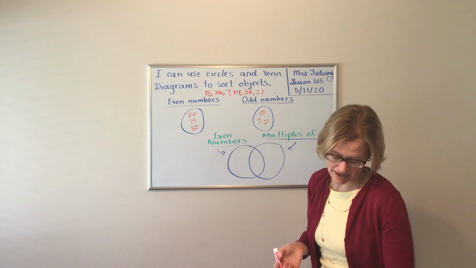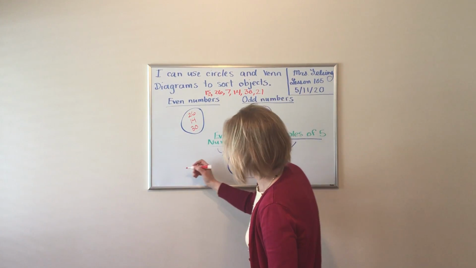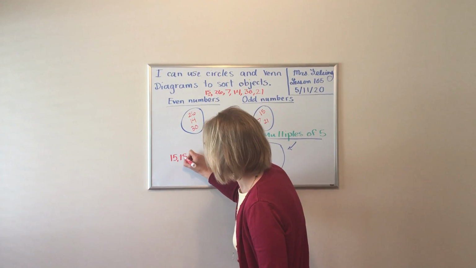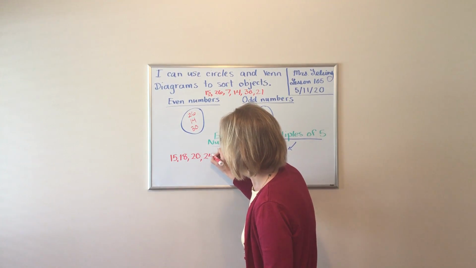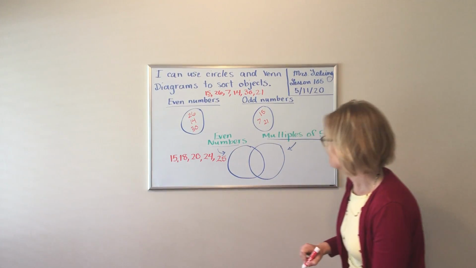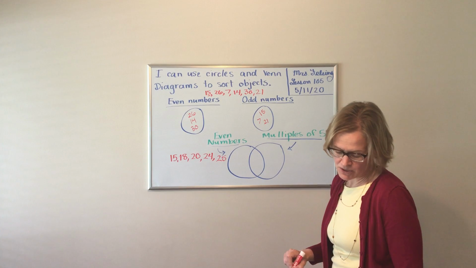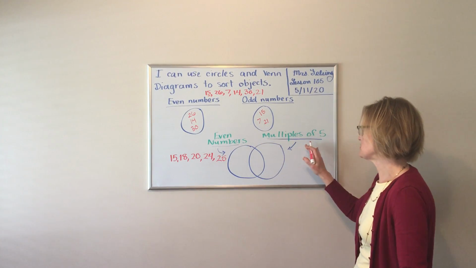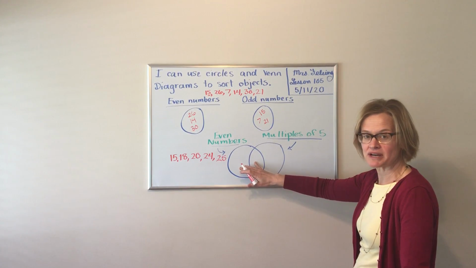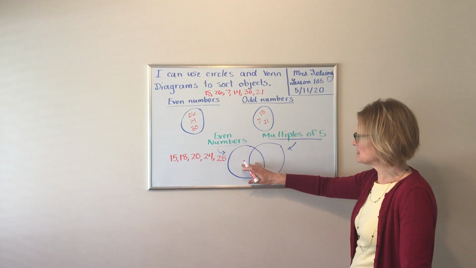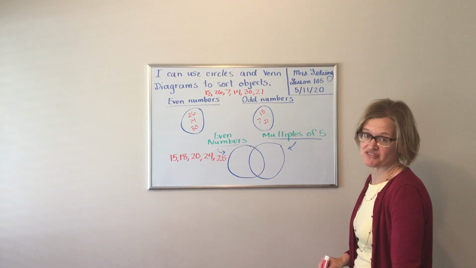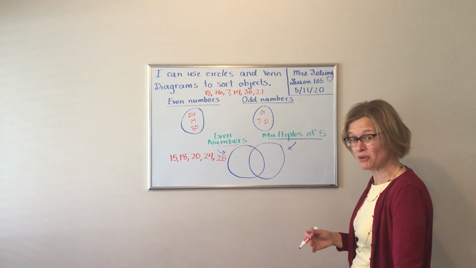Now we're going to use a Venn diagram. So now we're going to have another list of numbers that we're working with. Our numbers are 15, 18, 20, 24, and 25. Okay, so now our categories are even numbers, multiples of 5. Now, as you can see, there's a section here in the Venn diagram where it overlaps. And why this is here is because some numbers are going to be even and they're multiples of 5. So they could actually fall in both categories.